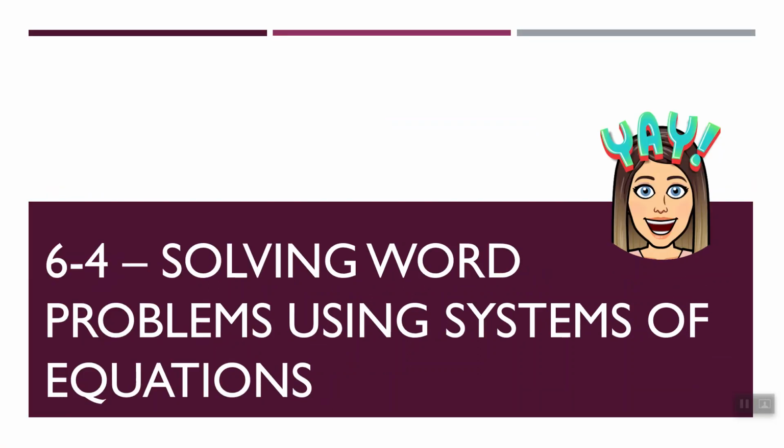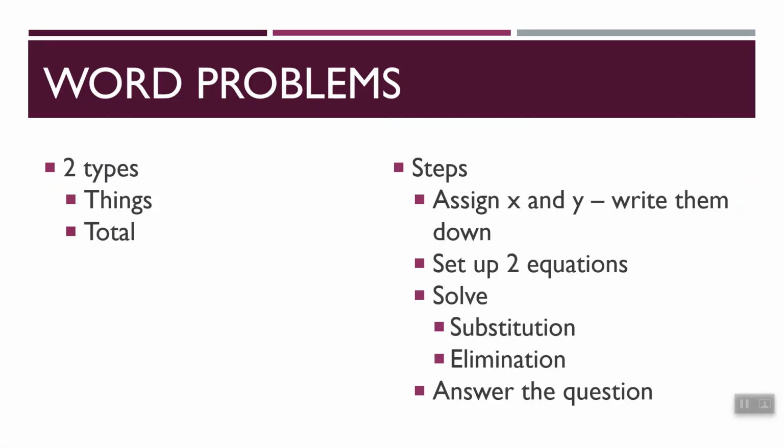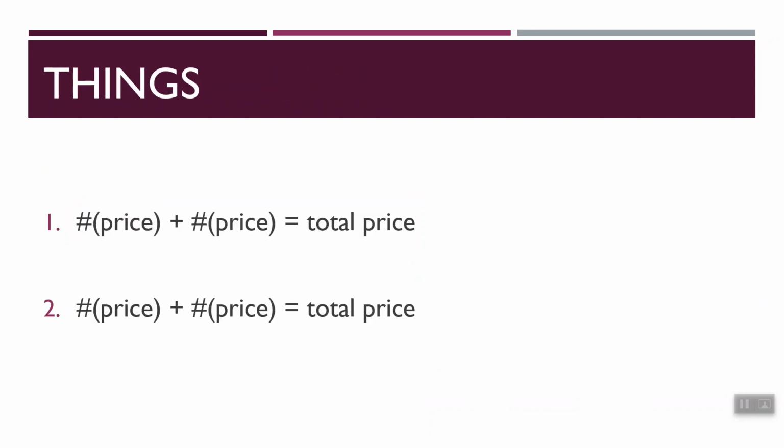Today's lesson is 6.4, and it's titled Solving Word Problems Using Systems of Equations. There are two types, one that I'll call things and one that I'll refer to as total. The steps are the same. We're going to make sure that we assign x and y and write them down. We want to set up two equations, and then we'll solve using substitution or elimination, and then make sure that we answer the question at the end.